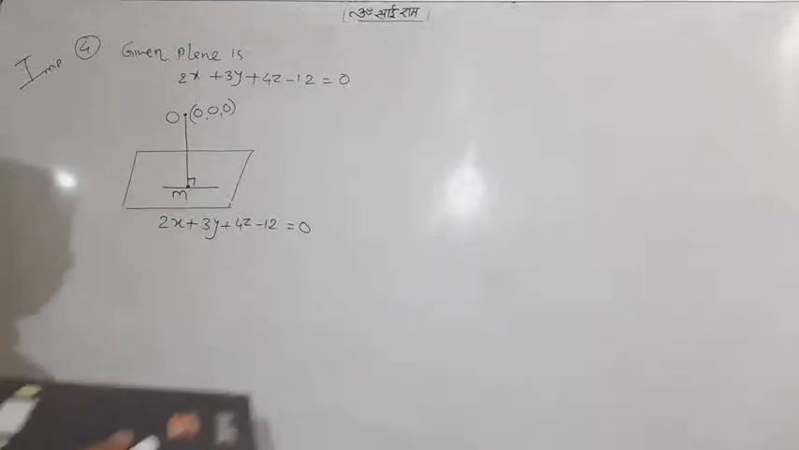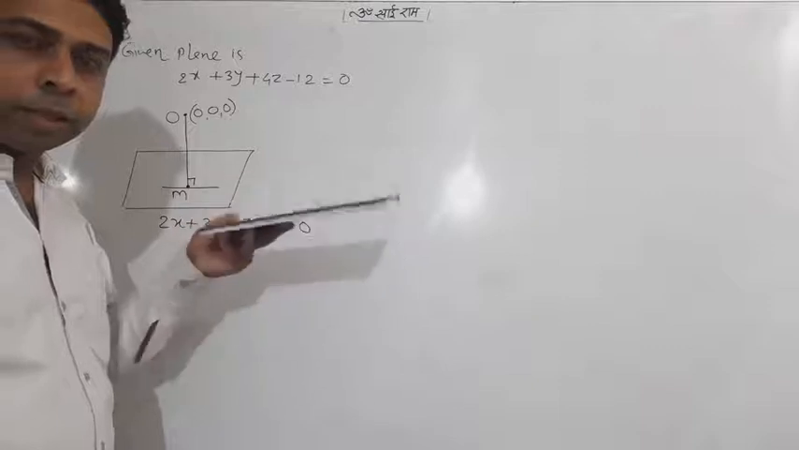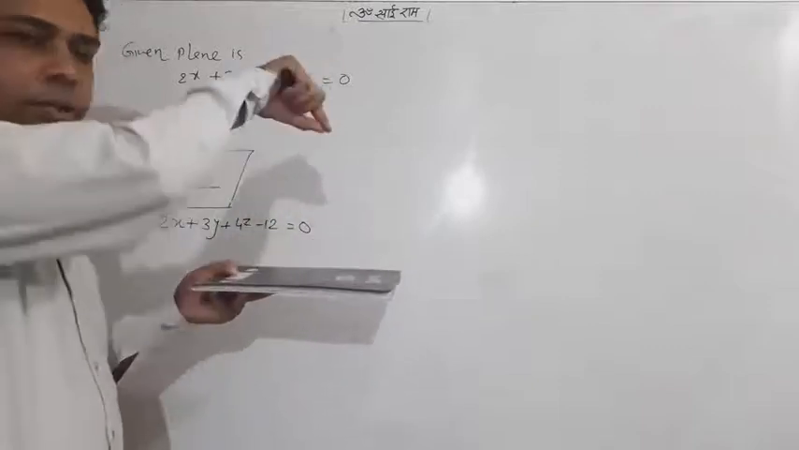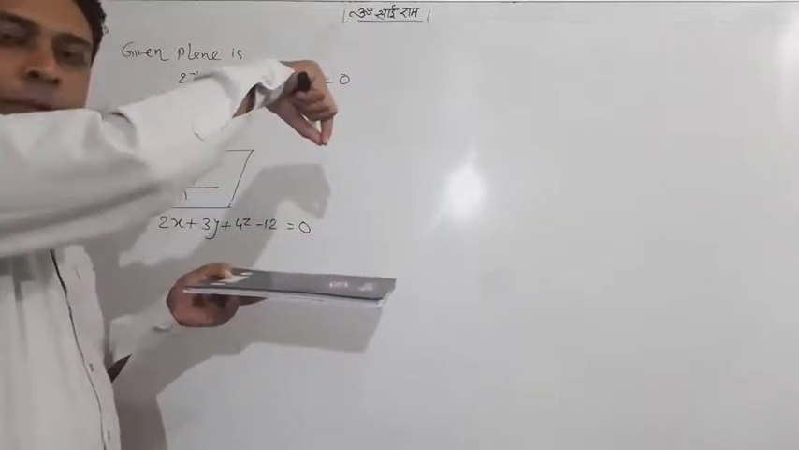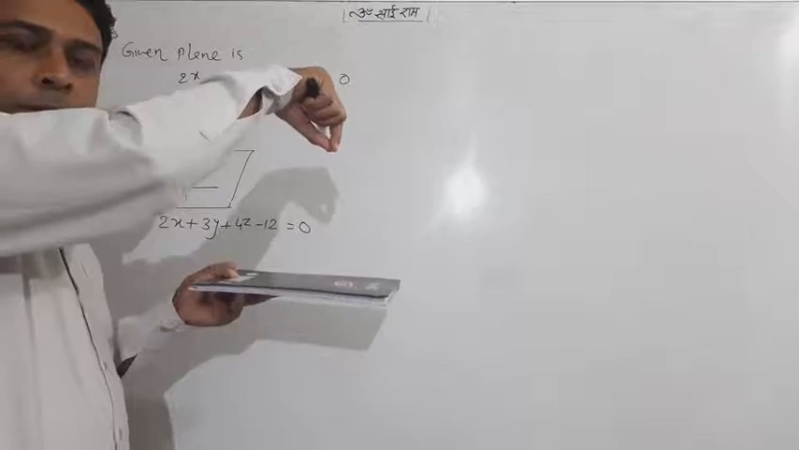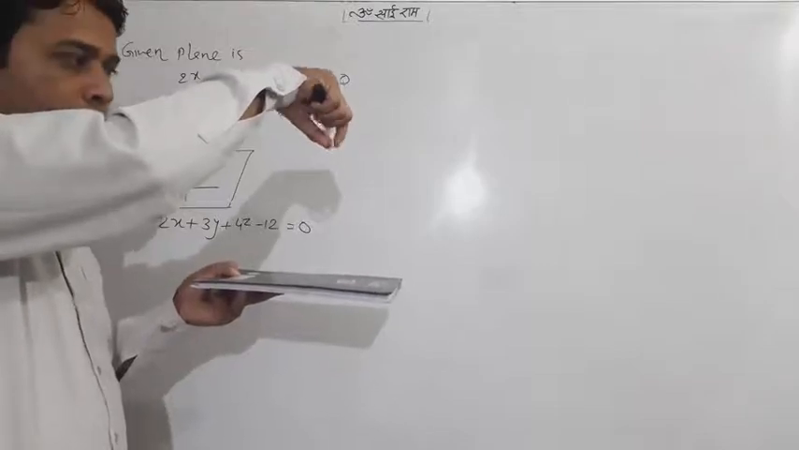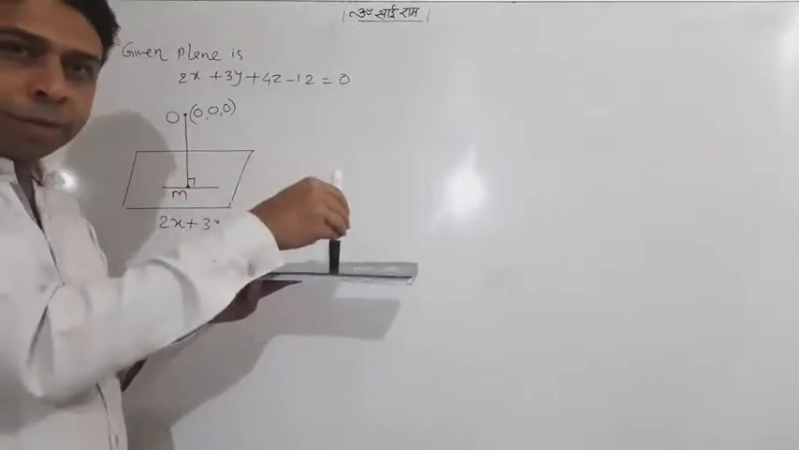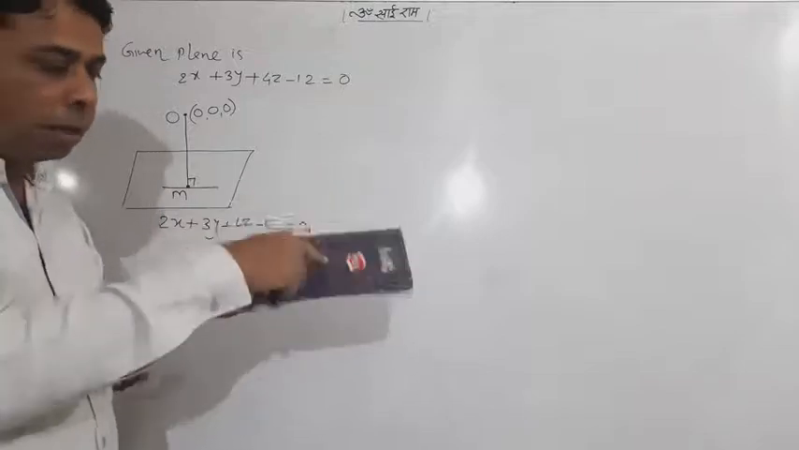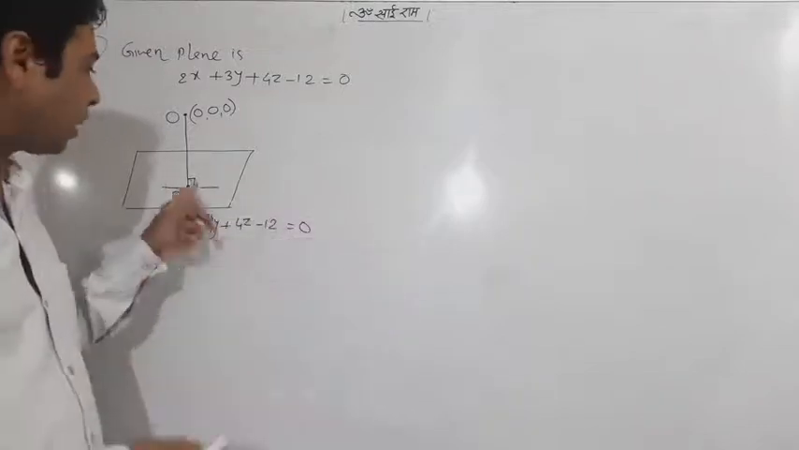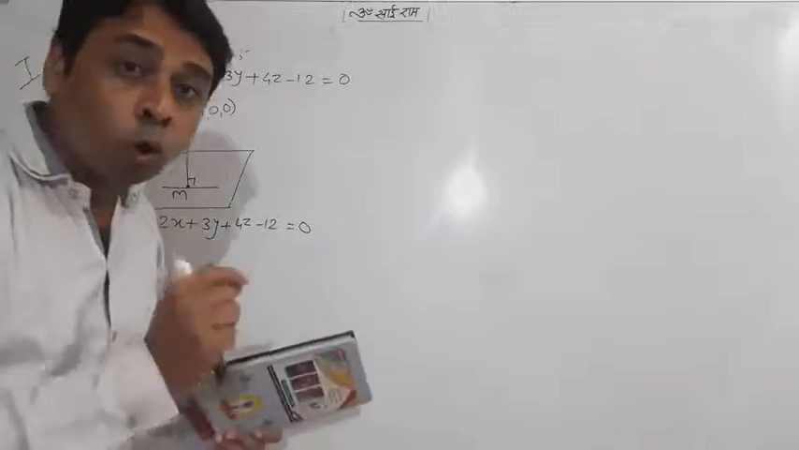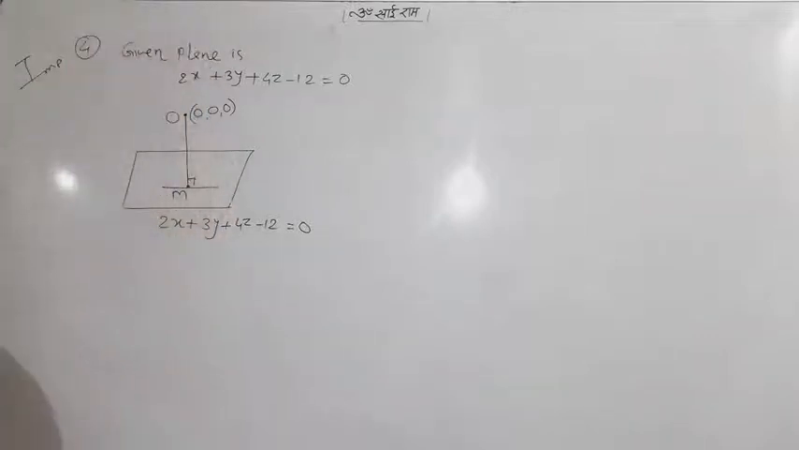Suppose that this is the plane. And see the tip of the finger, this is O, the origin point. And you have drawn the perpendicular. So this point is called the foot of perpendicular. This is M, and you have to find the coordinates of M. A very interesting question this is.